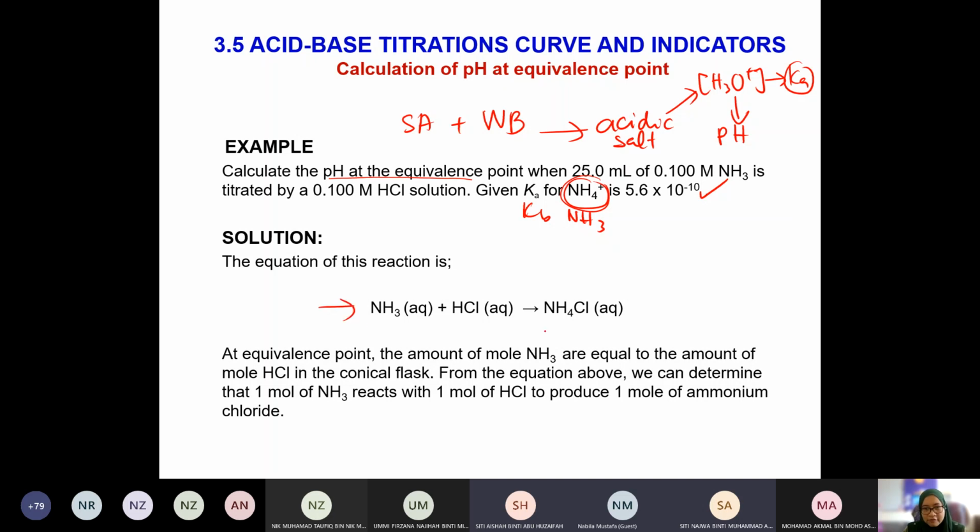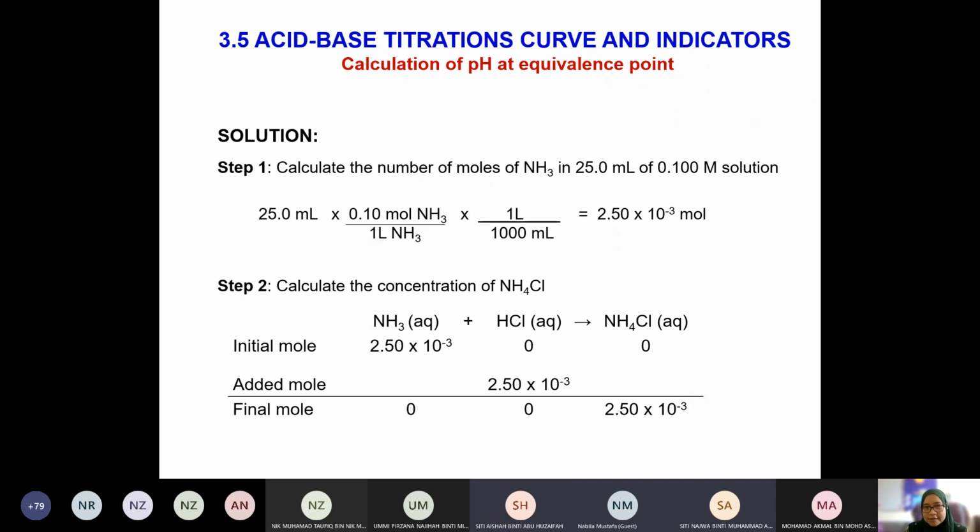You kena ada equation. From this equation, you can see that it is a 1-to-1 ratio of acid and base. Okay, kena ada equation. And then from there, okay, kita nak nampak everything clearly. We would have this mole table. Ini kita panggil mole table. Okay, kita kena ada mole table. So nak ada mole table, kita kena tahulah mole of the substance in the flask.